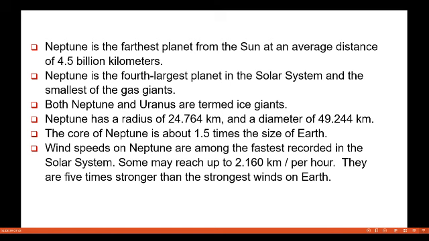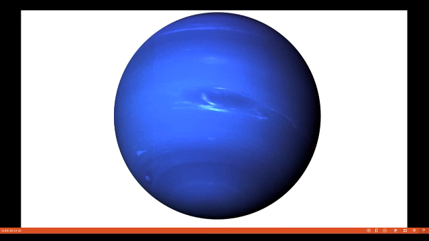Neptune and Uranus are termed ice giants. Neptune has a radius of 24,764 kilometers and a diameter of 49,244 kilometers. The core of Neptune is 1.5 times the size of the Earth. Here the wind velocity is more than the average wind velocity of the Earth. This is the blue planet.